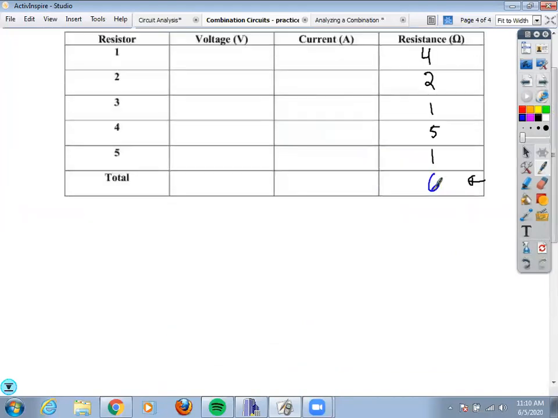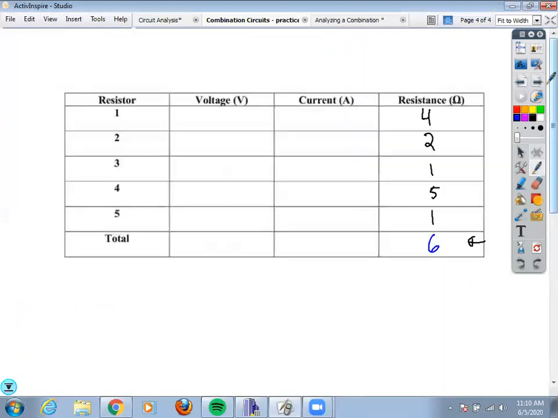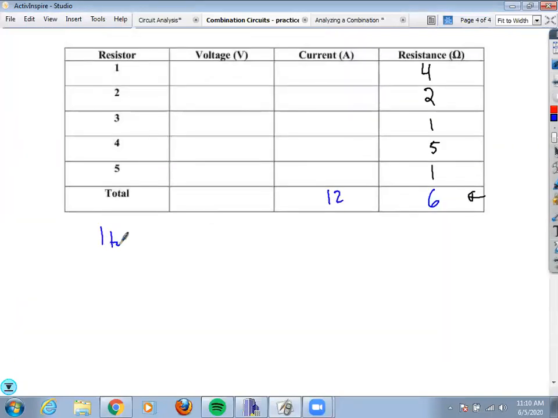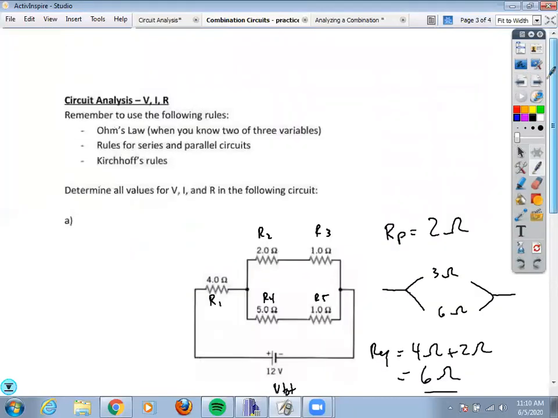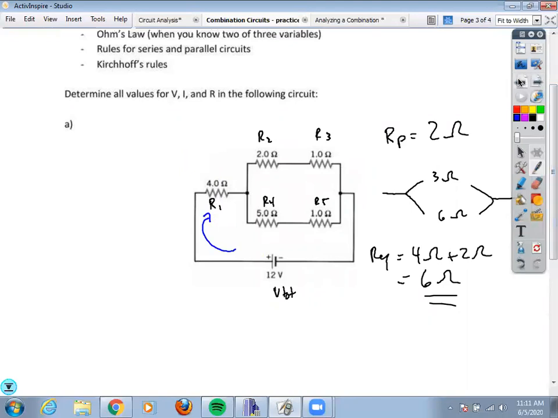We know the total voltage of the battery is given as 12 volts, so we can find I total. V over R, so 12 over 6, that's going to be 2 amps. Now, using our knowledge of series circuits, we know that the 2 amps is going to flow through the 4 ohm resistor, so I1 will equal 2 amps.